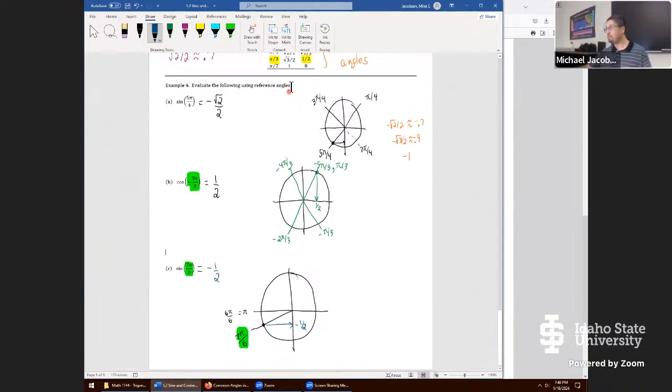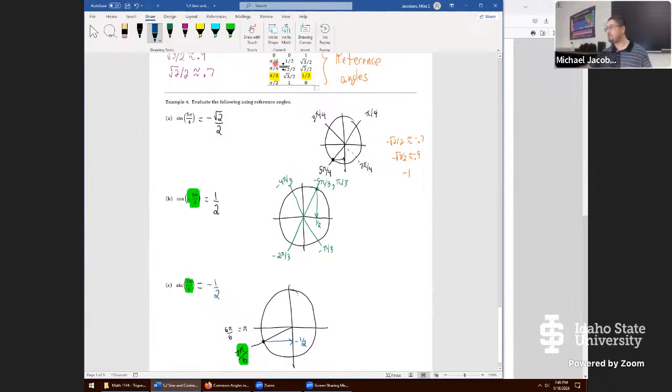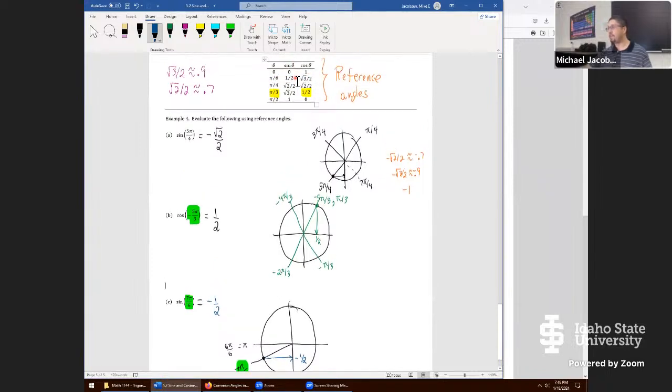The reference angles are really pretty powerful because every time you see a pi over 6 and you're dealing with sine, that 1/2 will keep on coming up. All we're deciding is what quadrant did we terminate. So if we have to change the sign, we can make that change.